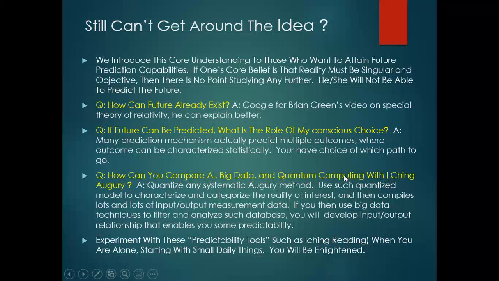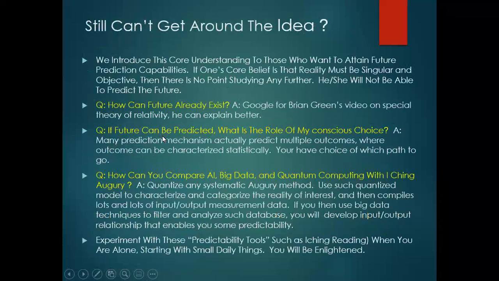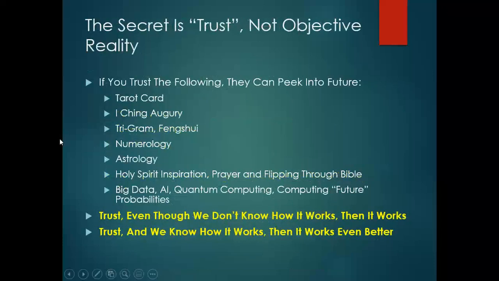Okay, another question is, how can you compare AI, big data, quantum computing with something like I Ching or astrology? We have mentioned earlier, you don't have to know how it works, as long as you can attain that trust, and that trust is attained by repeatable experiment, statistical characterization of the results, and clear input and output. So if you can do that with astrology, it works just as well as quantum computing.